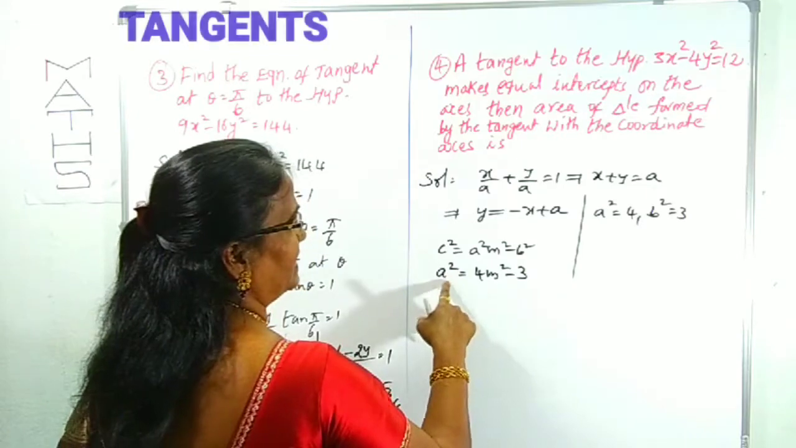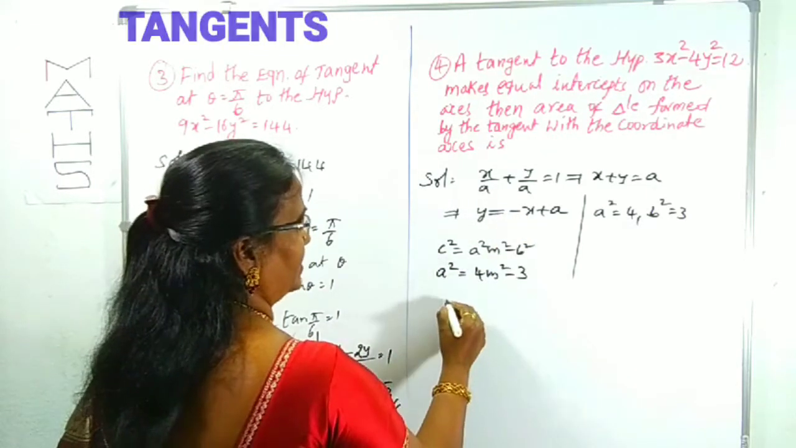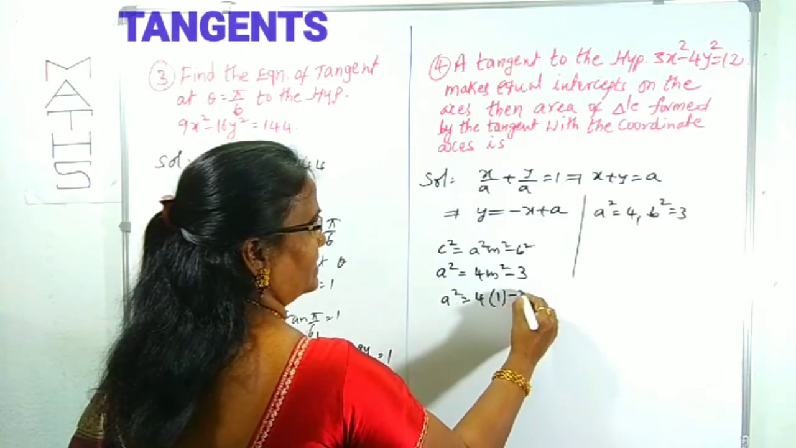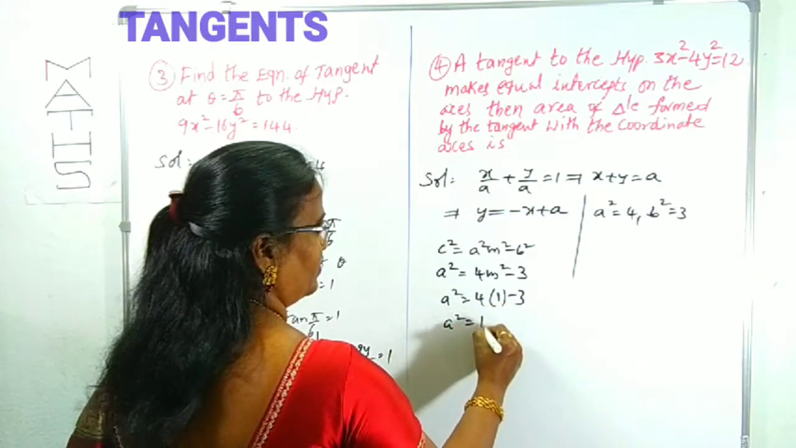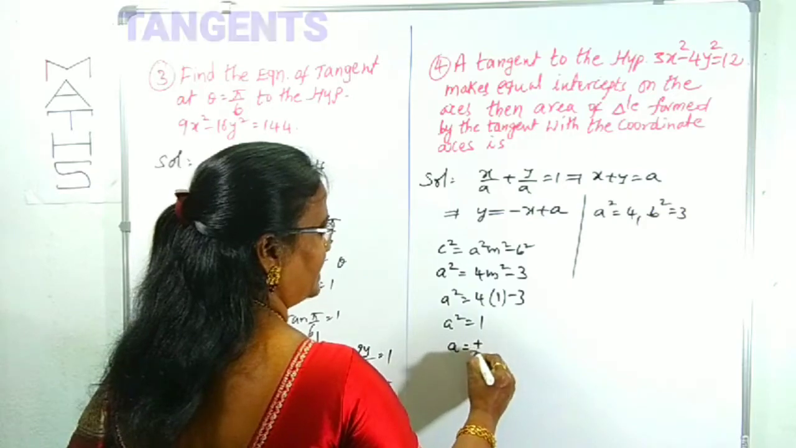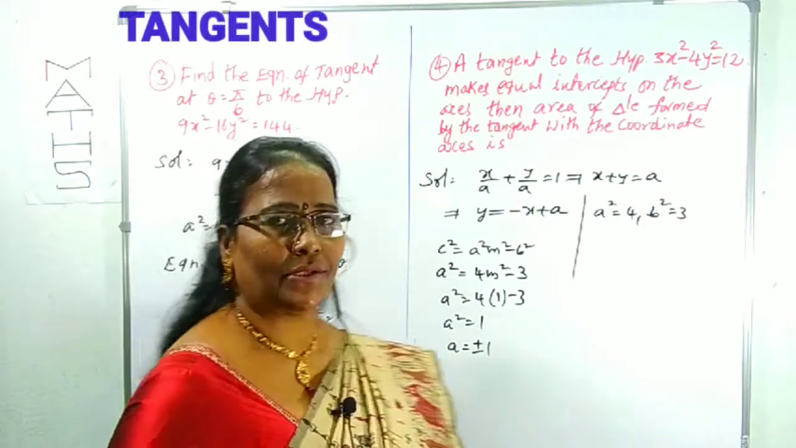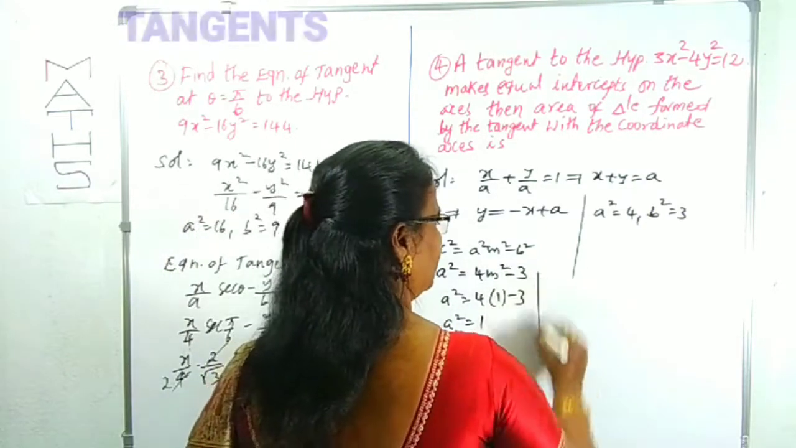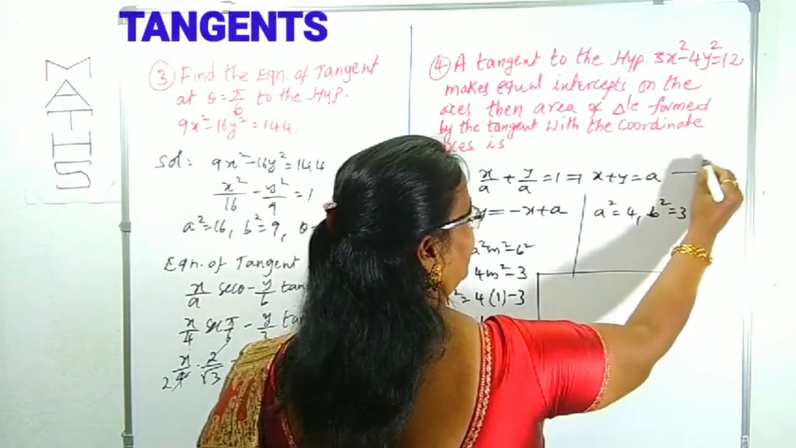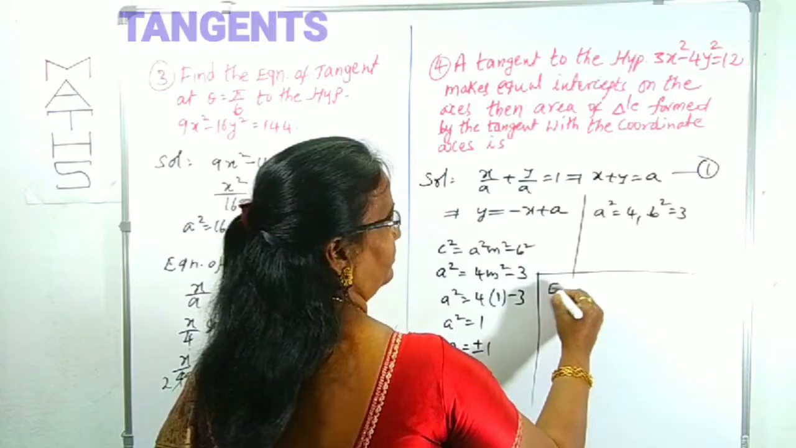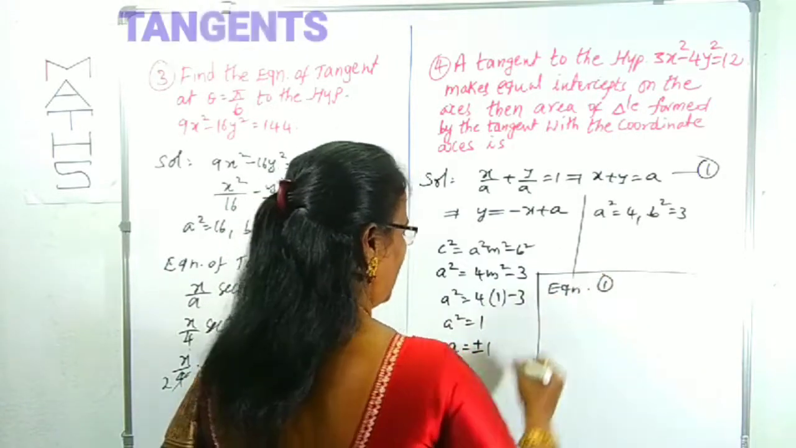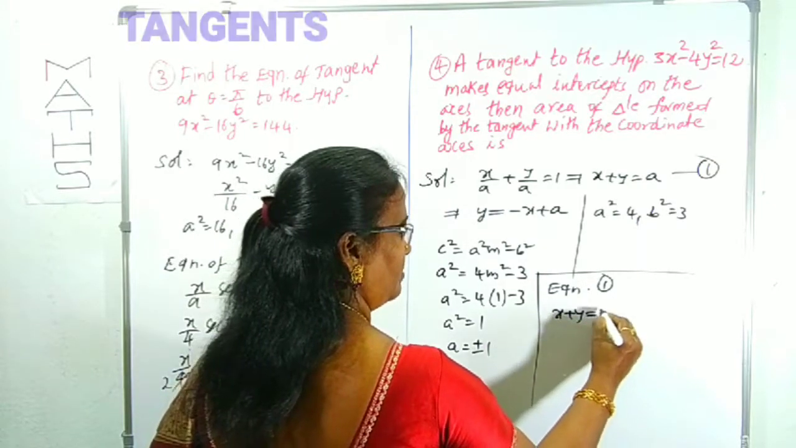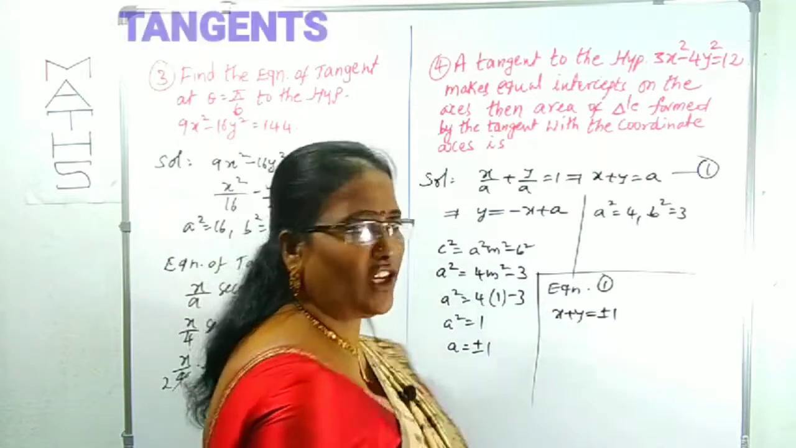From this we can collect A, because we need m. What is the m value? Minus 1. A square is equals to 4 of minus 1 whole square, which is 4, minus 3. That is A square is equals to 1. A is equals to root 1, means plus or minus 1. Therefore equation 1 becomes x plus y is equals to plus or minus 1. We got the equation of tangent.